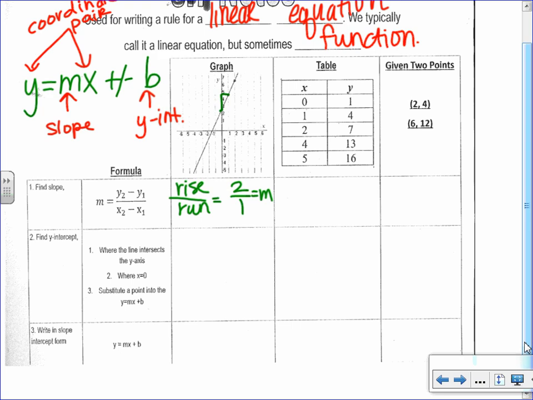Because M is slope. Alright, let's do y-intercept. Do not overthink this. Y-intercept is where your graph intersects the y-axis. So everyone look at your graph and figure out what number the line hits the y-axis. What number does it hit the y-axis? This should be super obvious. Where does your line intersect the y-axis? Should be super obvious.